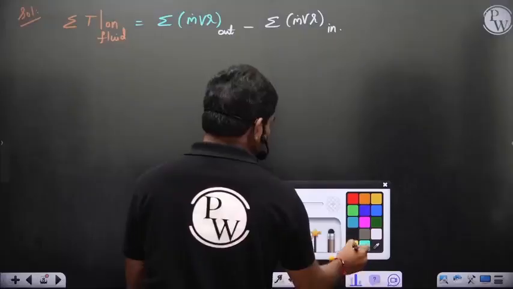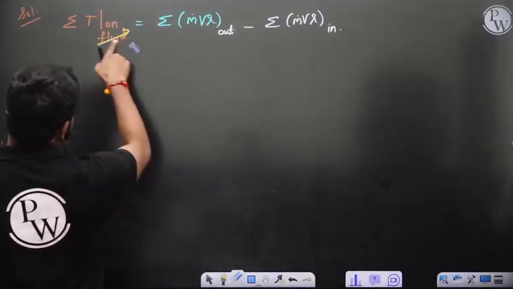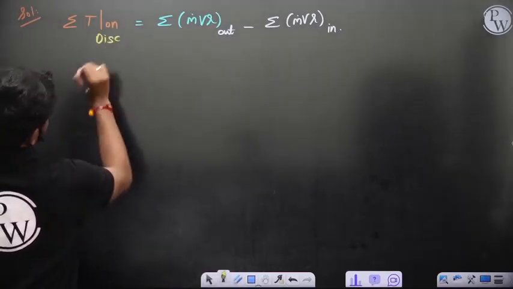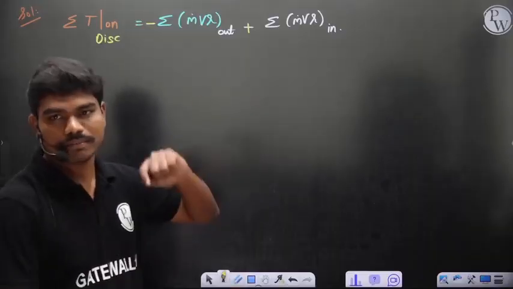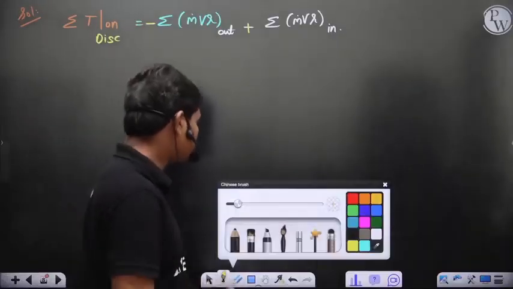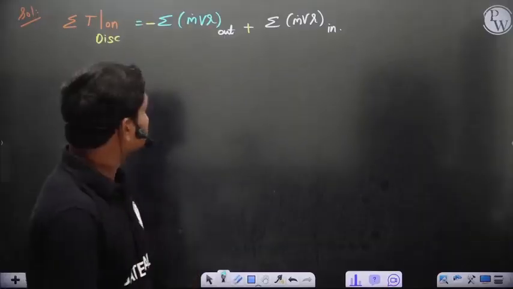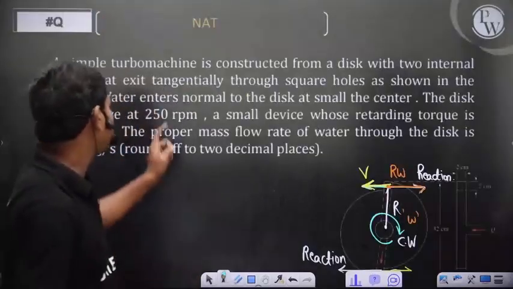Okay, so if you write on disk instead of fluid, if you write disk here, net torque acting on the disk is equal to, यहाँ माइनस आएगा और ये भी प्लस हो जाएगा बस. ओके, बिकॉज यू मल्टीप्लाई विथ ए माइनस साइन, इनलेट माइनस आउटलेट. ओके, नाउ net torque acting on the disk. Okay, so net torque acting on the disk is this. Now tell me one thing, let's read the question.